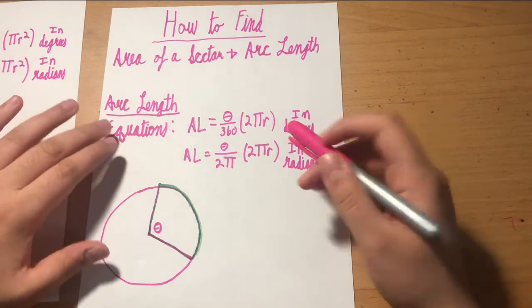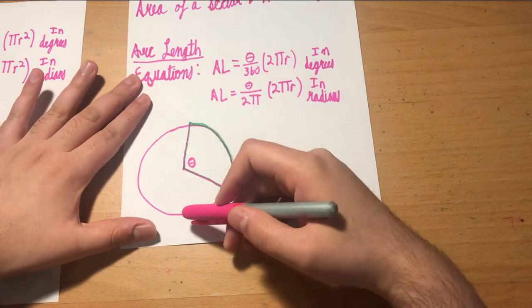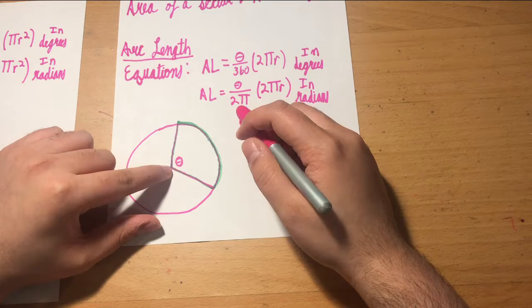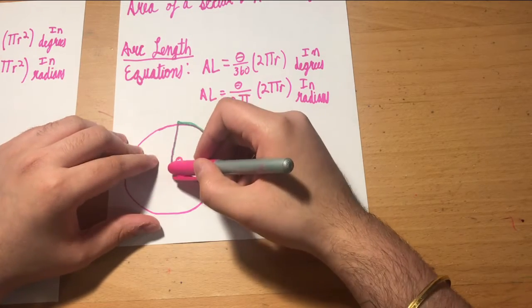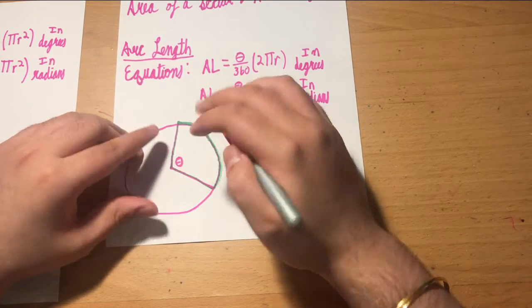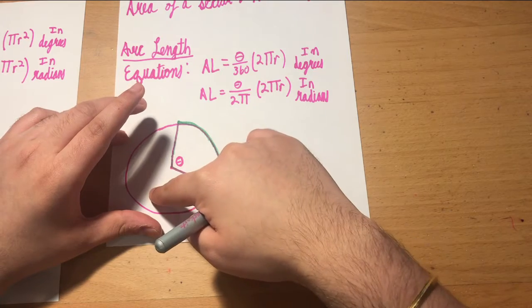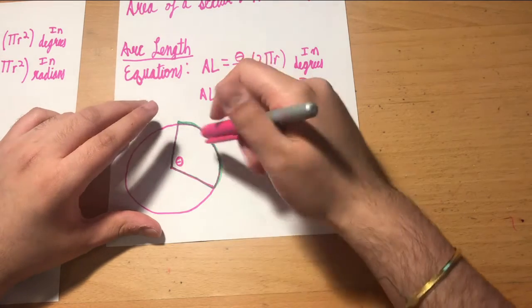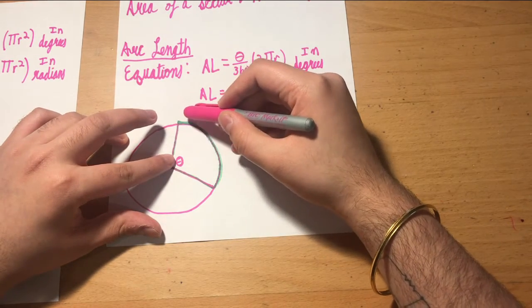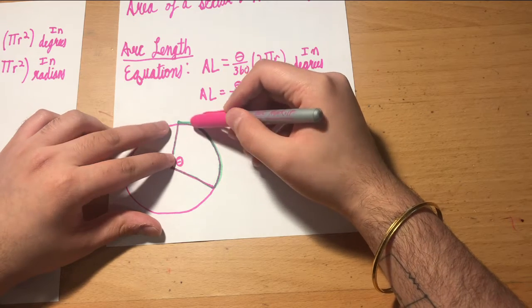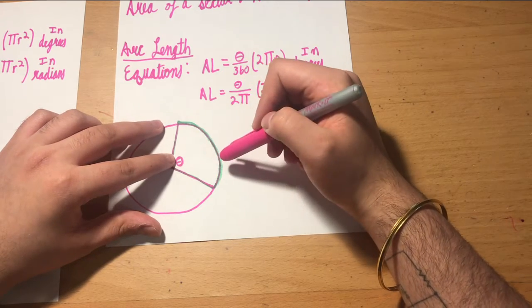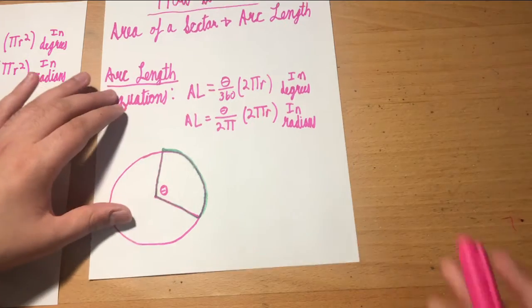Arc length is essentially where you have a circle and you have this central angle. Here's the center of the circle and these two radii are intersecting the circle here. What arc length does is it lets you find the distance along this curved line, this arc.